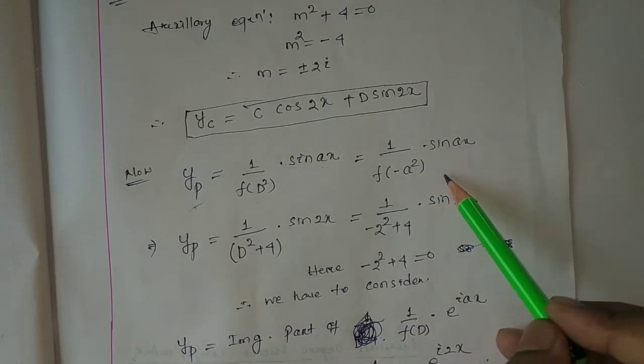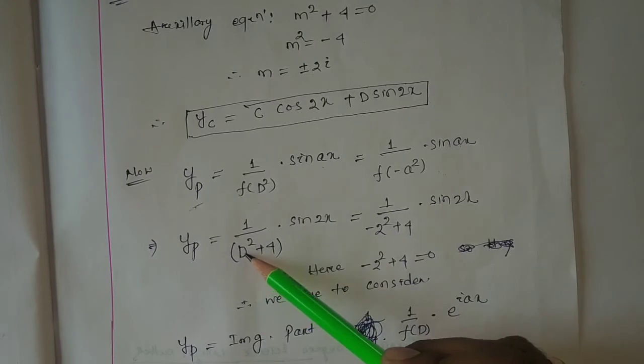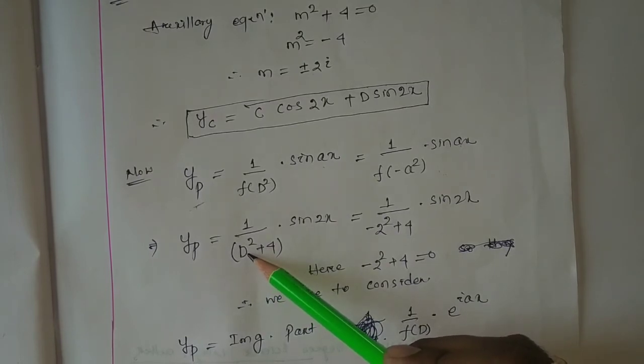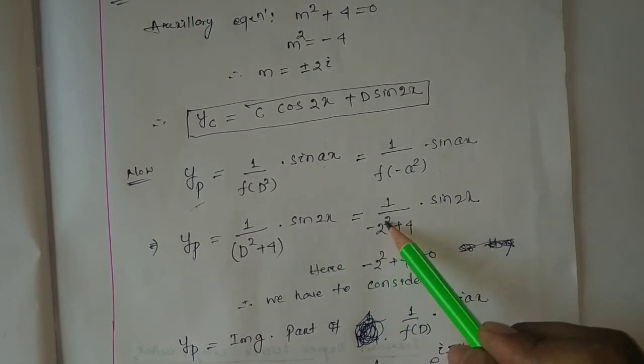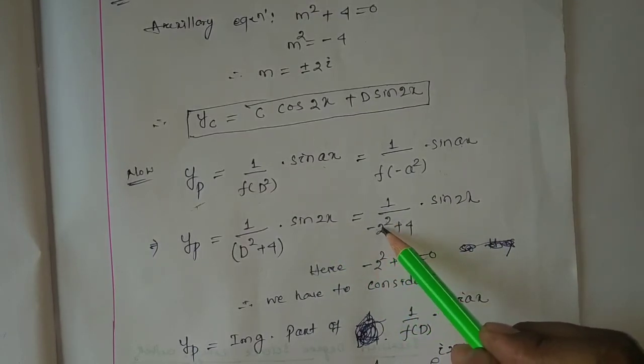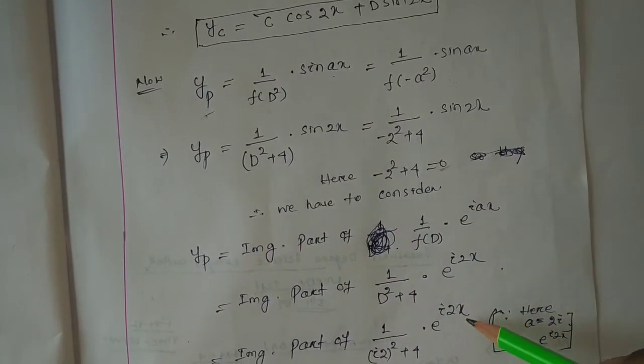If we consider 1 by d square plus 4, instead of d square we have to put what? Minus a square. So here a is how much? 2. So minus 2 square. 2 square is 4, so it will be minus 4 plus 4 is 0, so the denominator we found 0, so this procedure cannot be used.